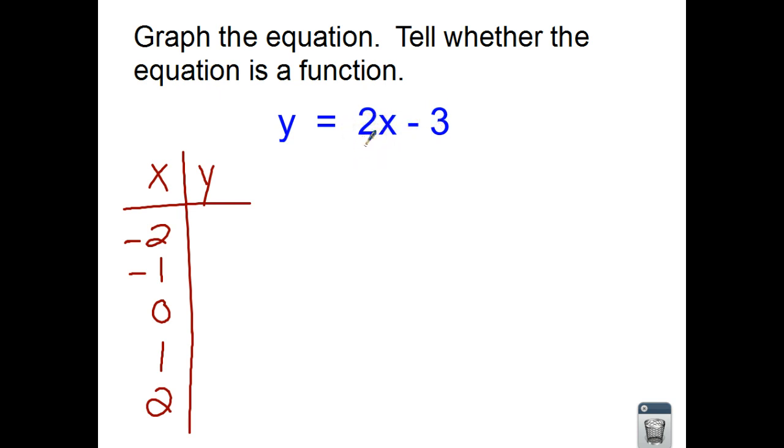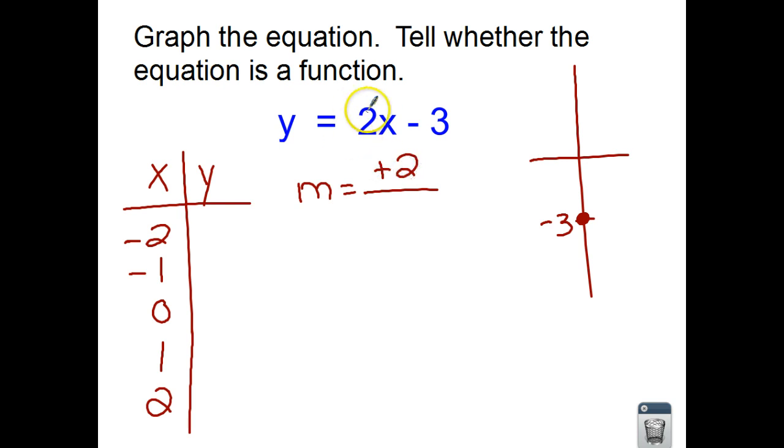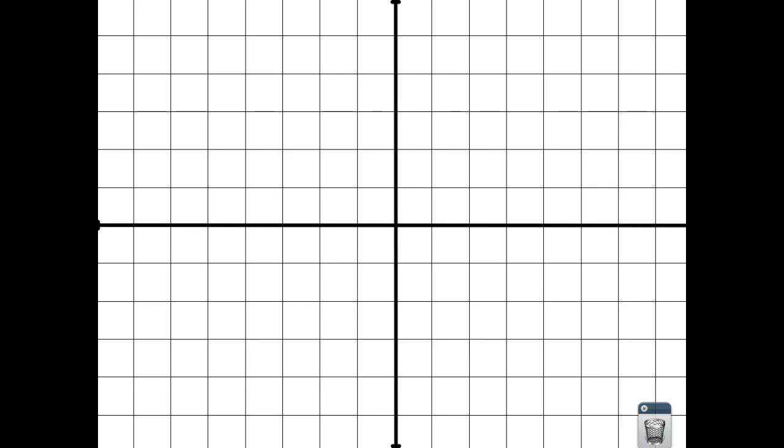So I will be starting on the y-axis at -3. I'll put a dot at -3, and then from this point, I'll be using my slope. My rise is 2. It's a positive slope, so I'll have a +1. So let's go do that on a grid.